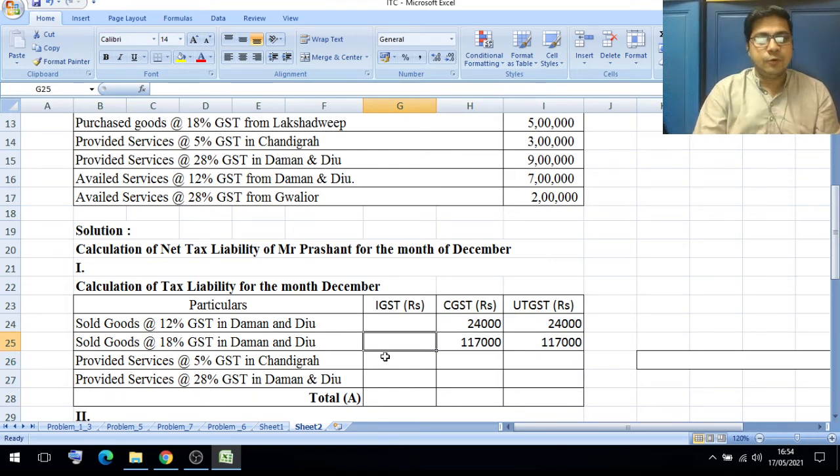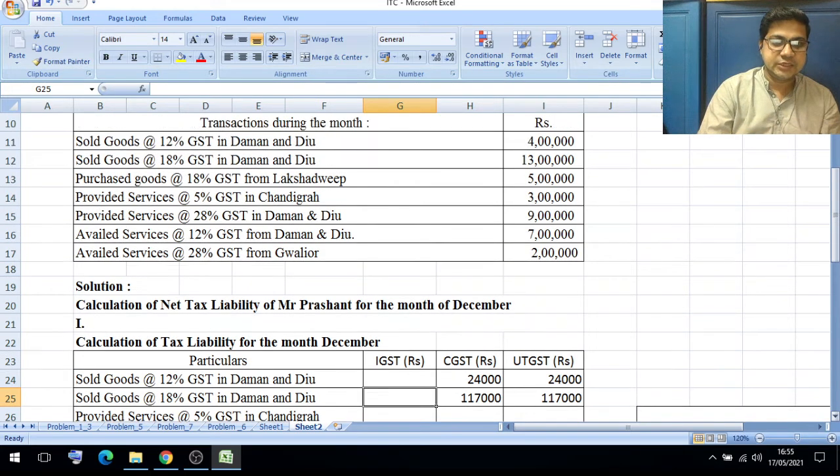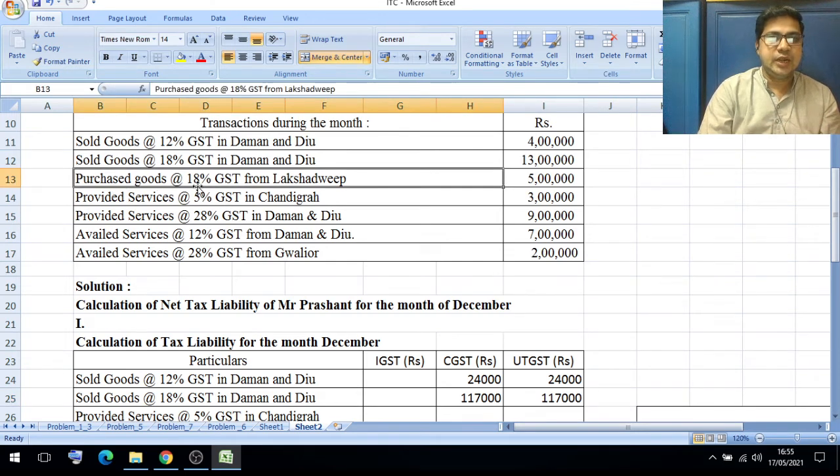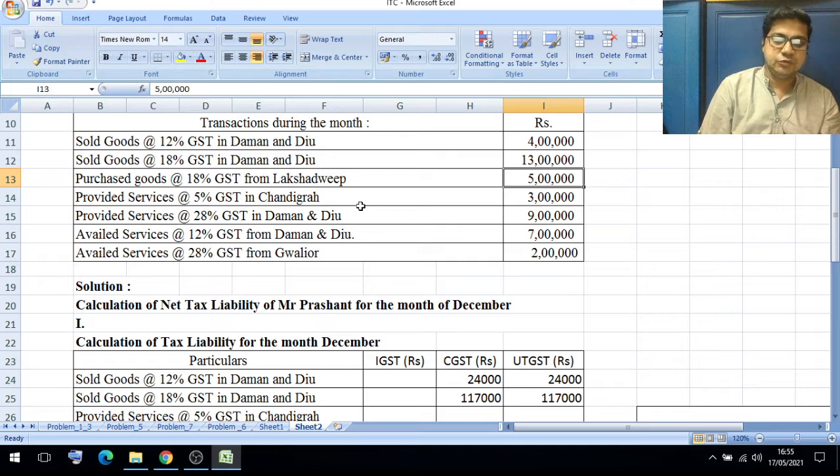Okay, fine. Now after these two transactions, sale within the union territory, two taxes are applicable, CGST and UTGST. Now let us discuss the next transaction. They purchased goods at the rate of 18% GST from Lakshadweep, and the value provided is 5 lakhs. Lakshadweep is another union territory, and Mr. Prashant purchased goods of rupees 5 lakhs from Lakshadweep. Daman and Diu is one of the union territories. Mr. Prashant belongs to Daman and Diu, and he has purchased goods from Lakshadweep, a union territory.